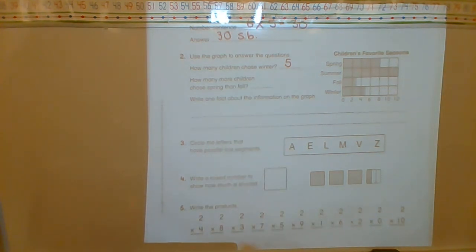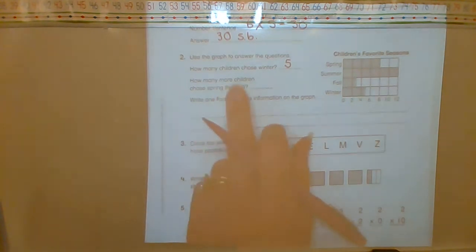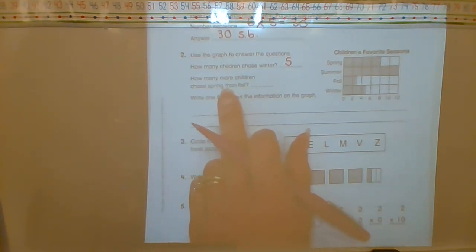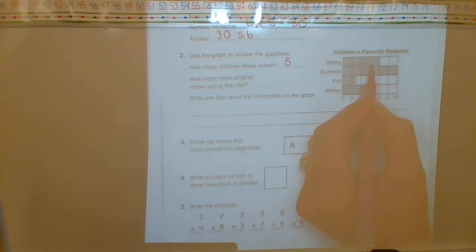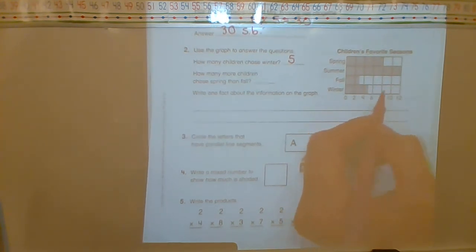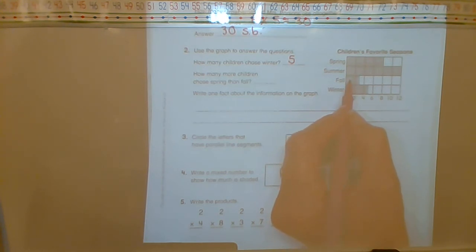Now, how many more children chose spring than fall? That's one of those thinking questions. So first we have to find out how many children chose spring. Count with me for spring. Ready? 2, 4, 6, 8. 8 kids chose spring. How many kids chose fall?